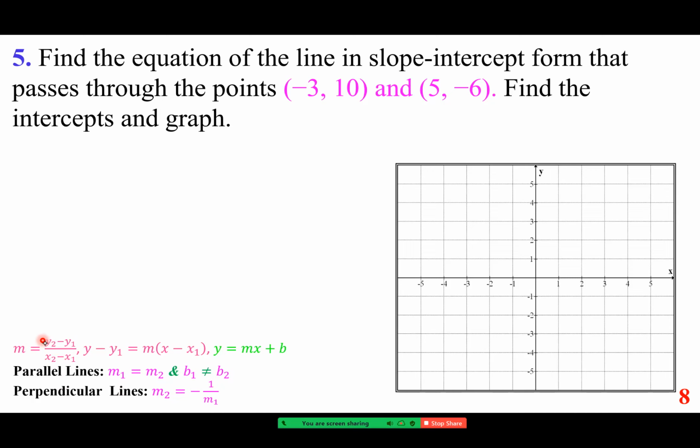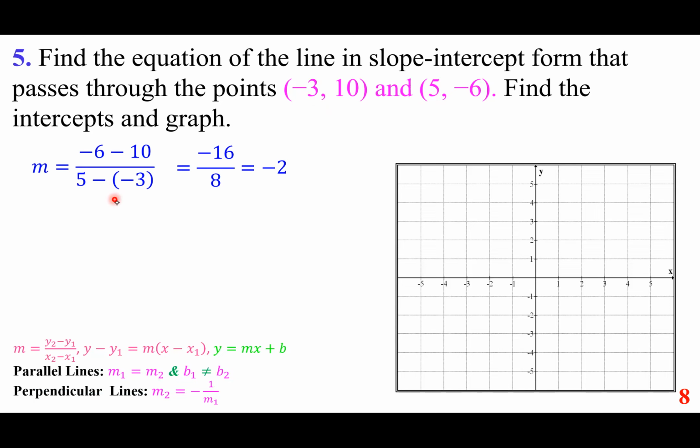The slope is y sub 2 minus y sub 1 over x sub 2 minus x sub 1. So these are the two pairs: -6 minus 10, that's the numerator, over 5 minus -3, that's the denominator, and that's the slope. So all we have to do is simplify this. The top is -16. The bottom is 5 plus 3, 8. And we end up with -2. So we have this slope.